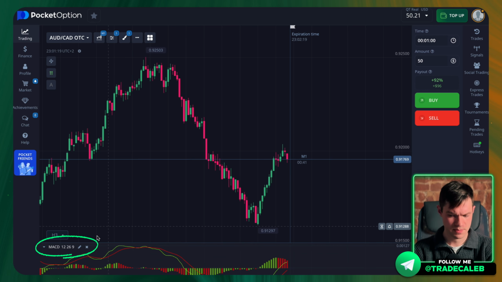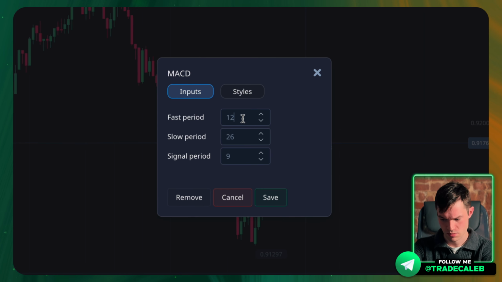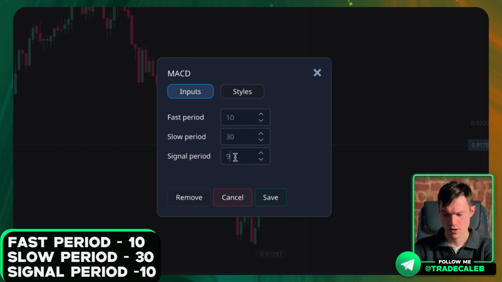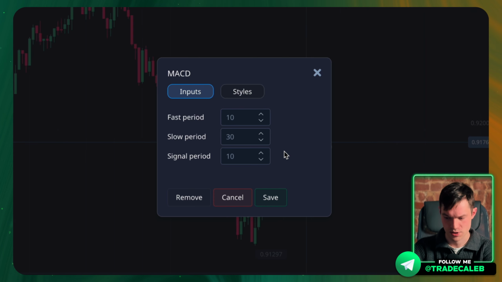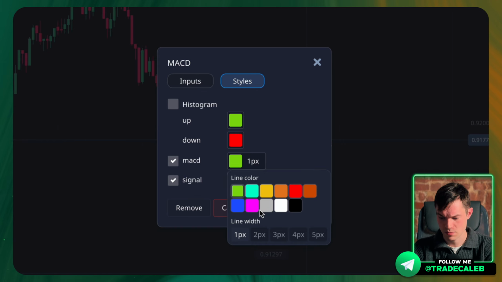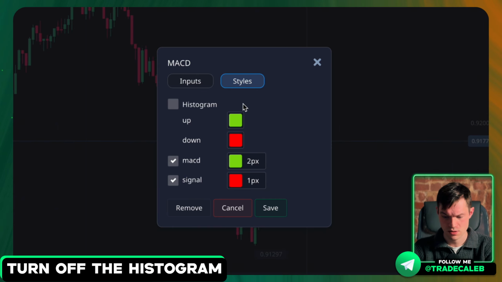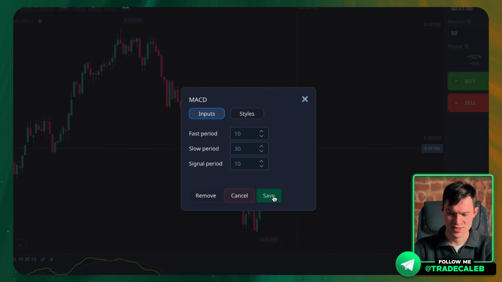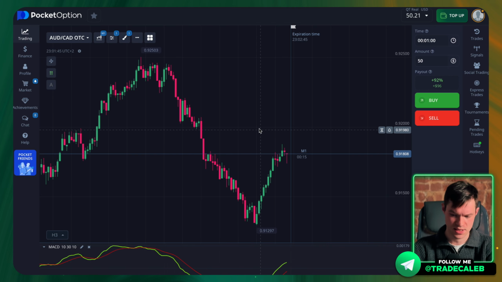I don't know how it happens, but when I use the 10 period here and the 30 period here and the 10 period here, the indicator starts to work really accurately. In styles, we can disable the histogram and make the MACD line more bold. If you don't understand any of this, just set the same settings as mine and click Save.